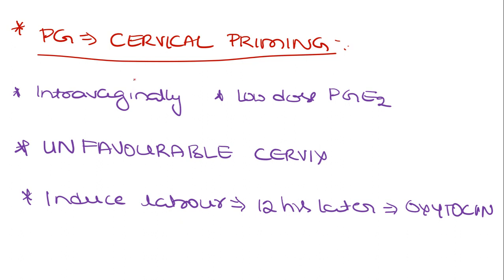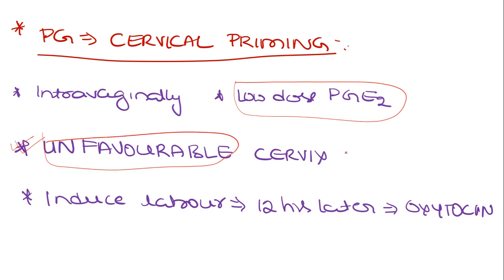Coming to the prostaglandin and its use as cervical priming or cervical ripening, they are applied intravaginally or in the cervical canal. A low dose of prostaglandin E2 is used. Mainly it is indicated when there is an unfavorable cervix, so thereby the cervix will be ripened and softened. Thereby it helps in inducing the labor once you give oxytocin. So if needed, you can induce the labor 12 hours later with oxytocin, so thereby chances of failure of induction will be reduced.